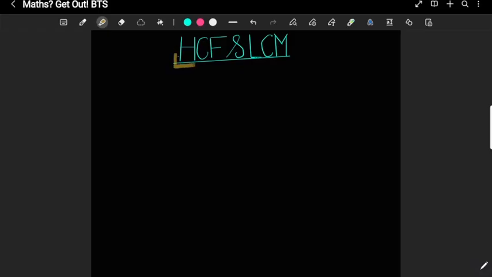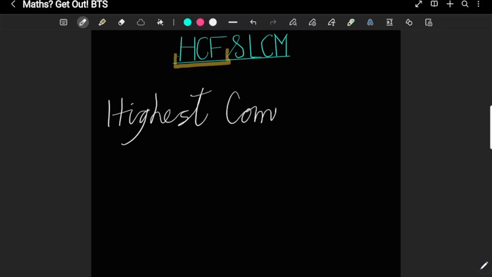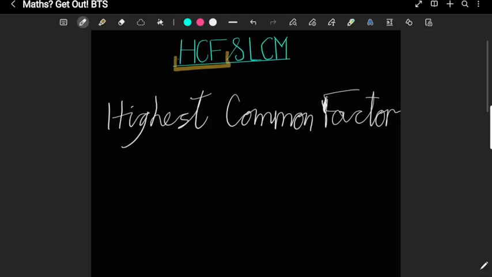Let's start with this word HCF. It stands for highest common factor. Also, pardon my horrible handwriting. So what is a common factor? Let's start with these two words, common factor. We'll move on to highest later.